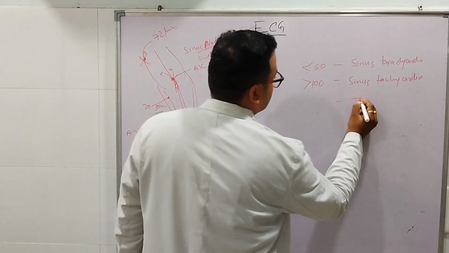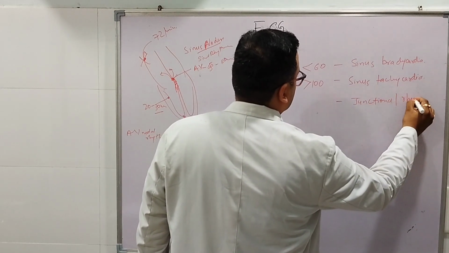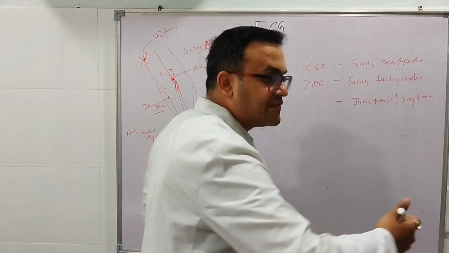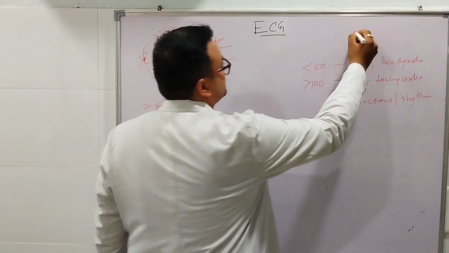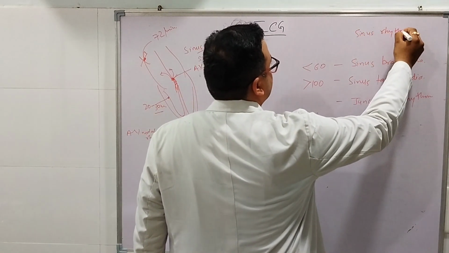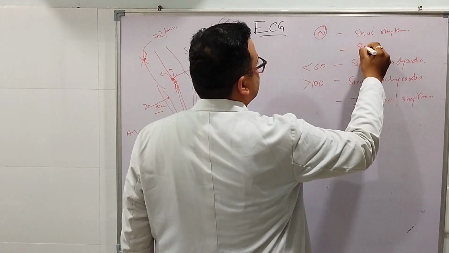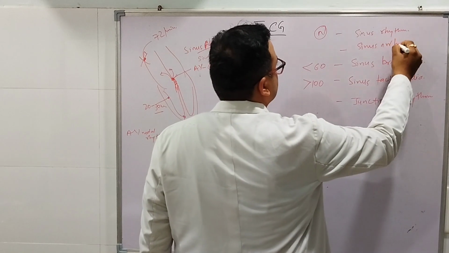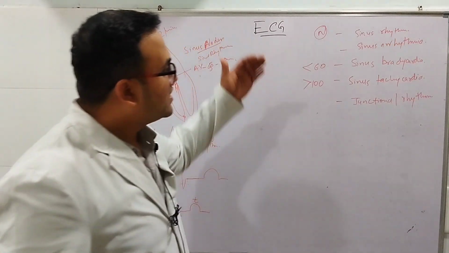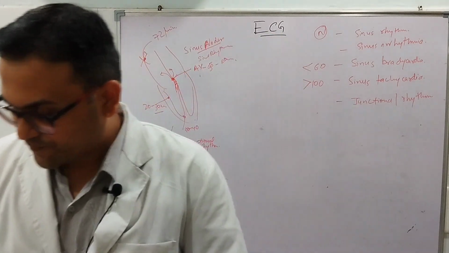Then we saw the junctional rhythm, where there is no P wave or a reverse P wave after the QRS. Normal sinus rhythm, that is the normal, and there can be sinus arrhythmia. So these are the different types of rhythms which I am mentioning.